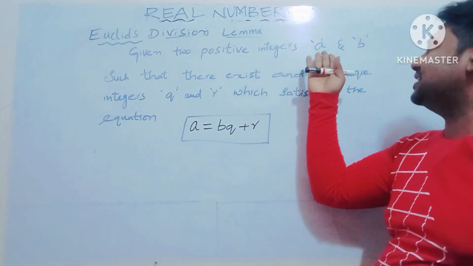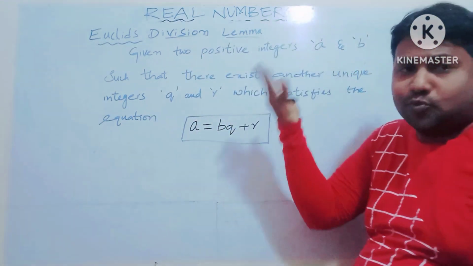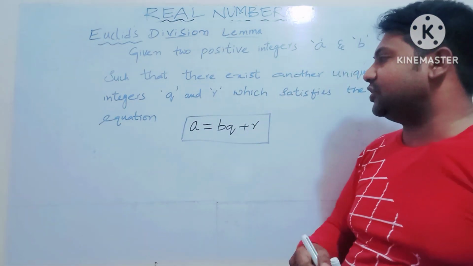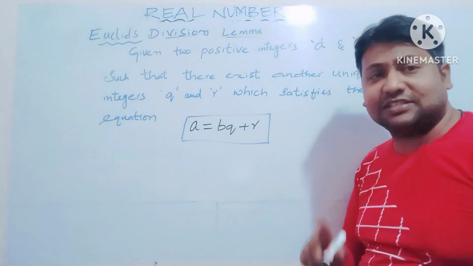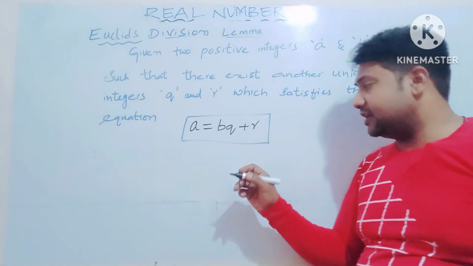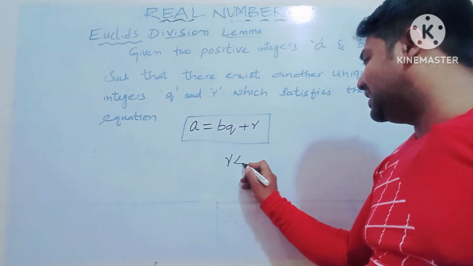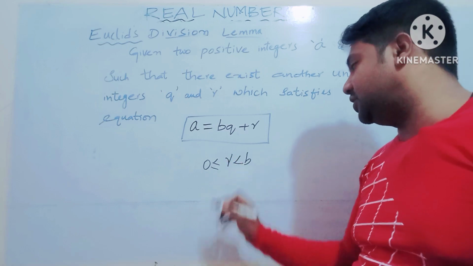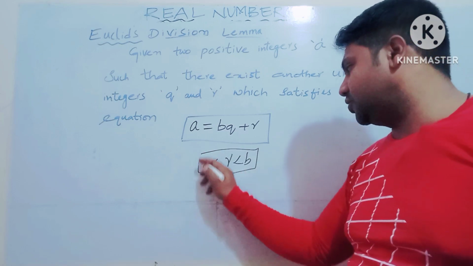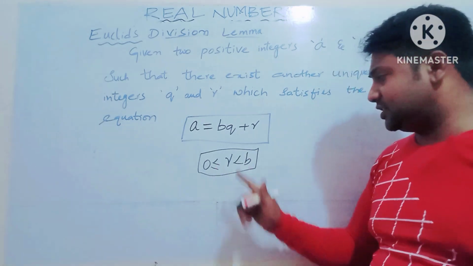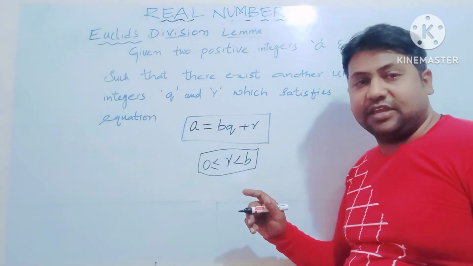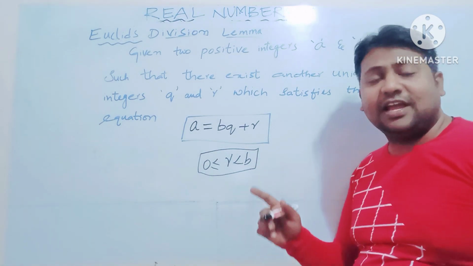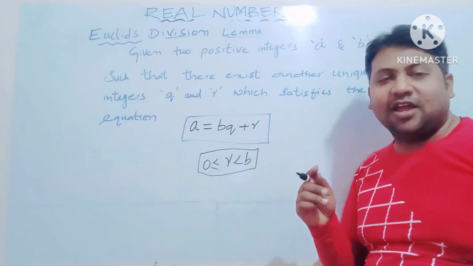Given two positive integers a and b, there exist unique integers q and r which satisfy the equation a = bq + r, and here the r value will be less than b, and sometimes it will be equal to 0. So let us also understand this equation, 0 ≤ r < b, with a small example.